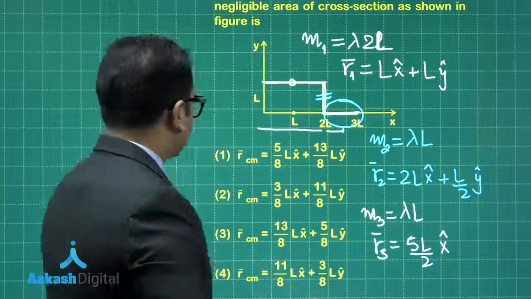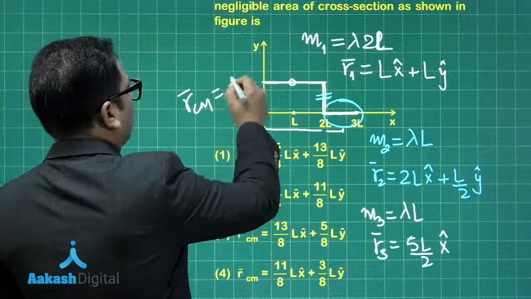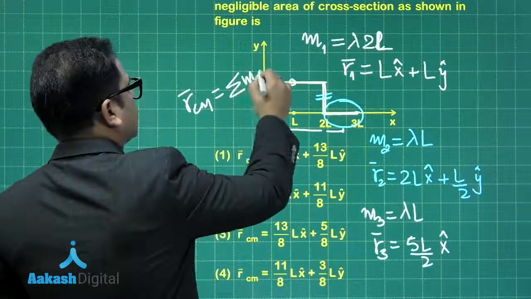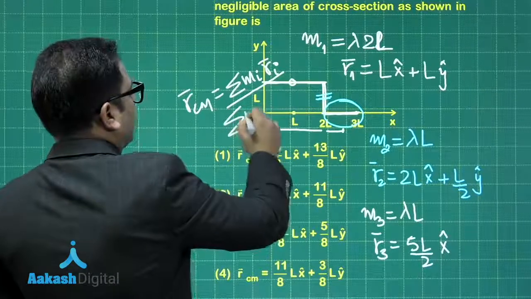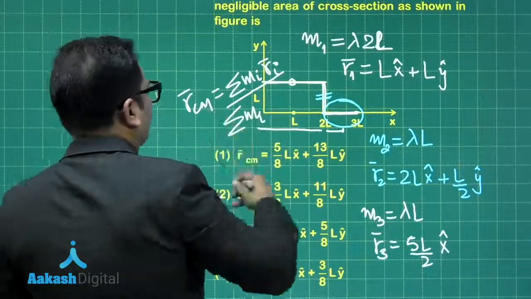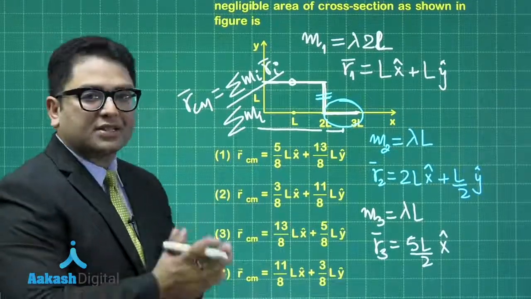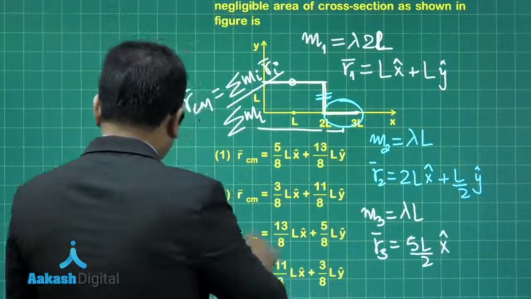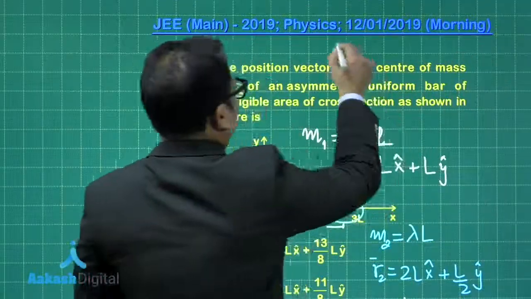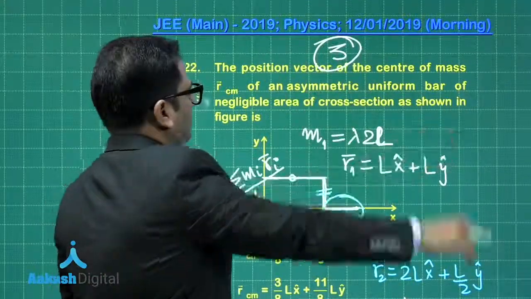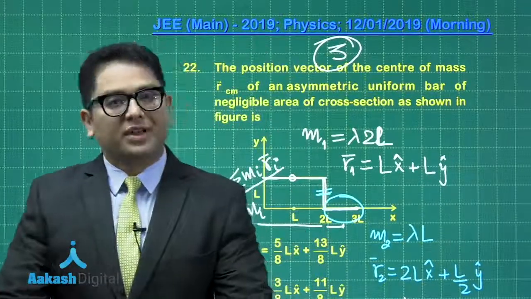And if you want to calculate R_CM, that's M1 R1 plus M2 R2, in that way it goes, divided by M1 plus M2, and here we go till M3. So you just put all those values and solve. You're going to get the third option as the correct option for question number 22. Fine, now it's time to move to question number 23.